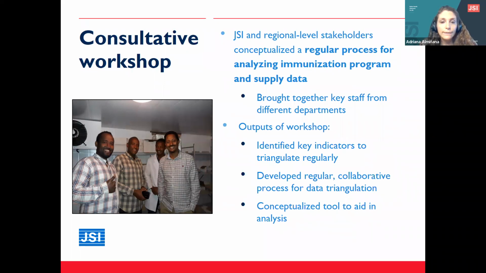So bringing everyone together to discuss as a group what those data issues were was a really important step for us. Essentially the group discussed what the key issues and barriers to data use and data triangulation were. And they came out with a few key outputs from this workshop. First, they identified some key indicators that they wanted to analyze and triangulate regularly. Second, they developed a regular collaborative process for data triangulation. And third, they also conceptualized a tool that would be able to help in the analysis of the data.